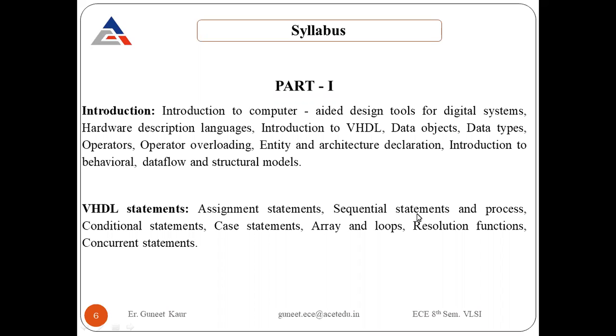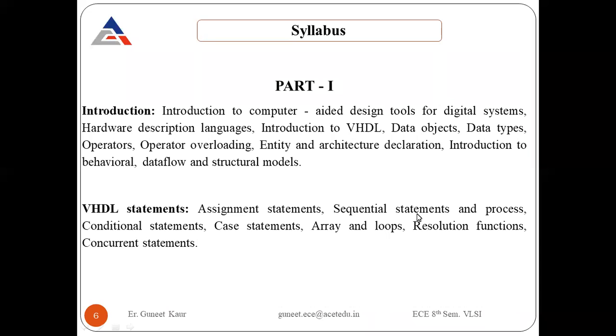So all these types of statements are helpful for doing the programming using the VHDL language. If we want to do the programming effectively, we should have the knowledge of all these basic statements. Otherwise, we can't do the programming. So this is also the essential part in the syllabus.